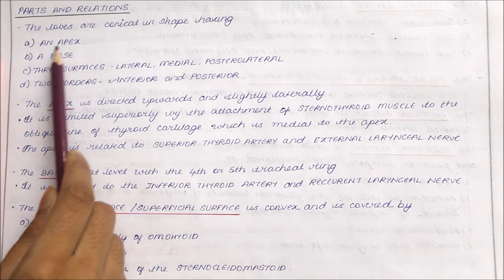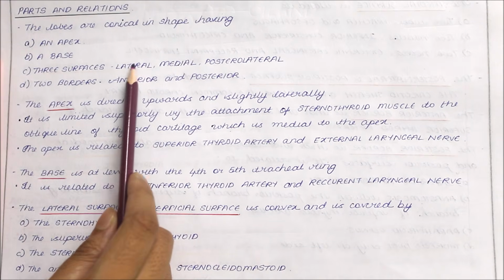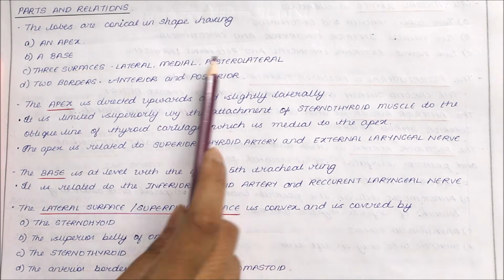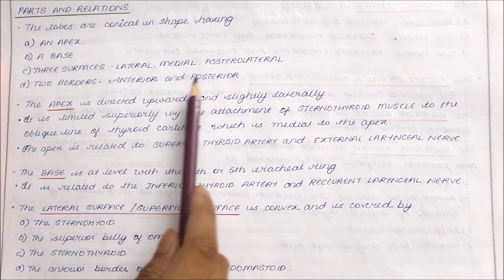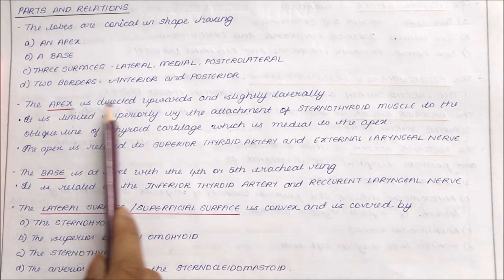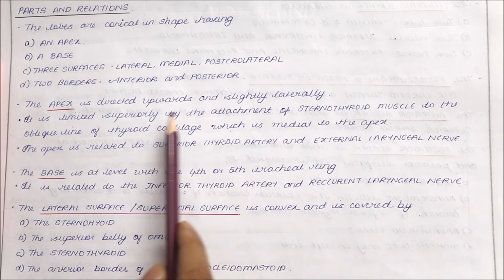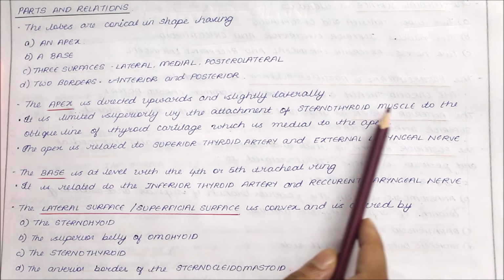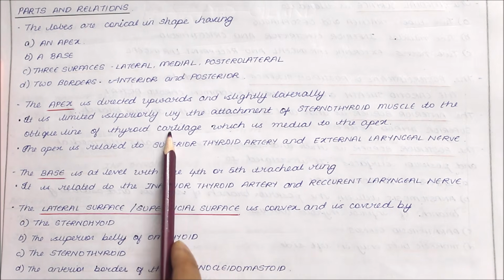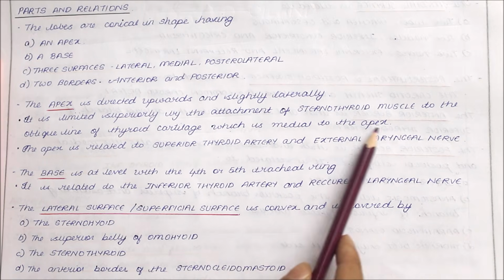Now, condensing the important points in detail, looking at the parts and relations, the lobes are conical in shape, having an apex, a base, 3 surfaces, that is lateral, medial and posterolateral surface, and 2 borders, anterior and posterior border. The apex is directed upwards and slightly laterally. It is limited superiorly by the attachment of the sternothyroid muscle to the oblique line of the thyroid cartilage, which is medial to the apex.